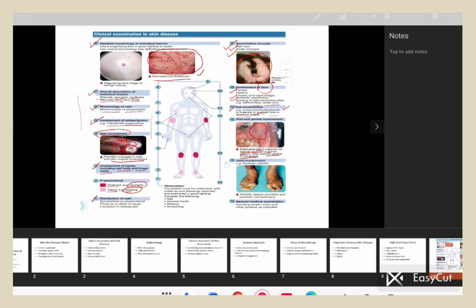Then we check the joint involvement, as in psoriatic arthritis. There is plaque psoriasis or psoriatic nail dystrophy. Then we check the general medical examination, including lymph nodes and other systems.